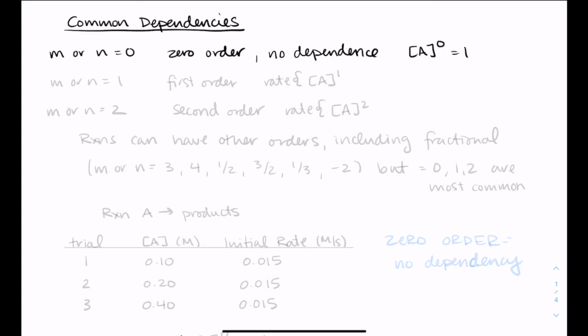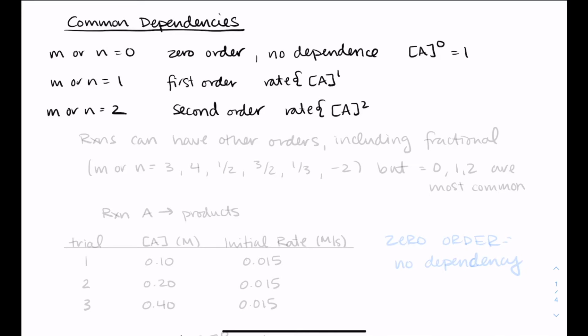m or n equal to 1 is first order, which means the rate is directly proportional to the concentration, well, to the first power, but we can leave the first power off. It's just directly proportional. m or n equal to 2 is second order. The rate is directly proportional to the concentration of A squared. So you will see the square show up in that dependence.